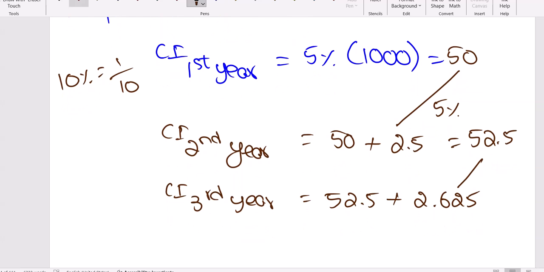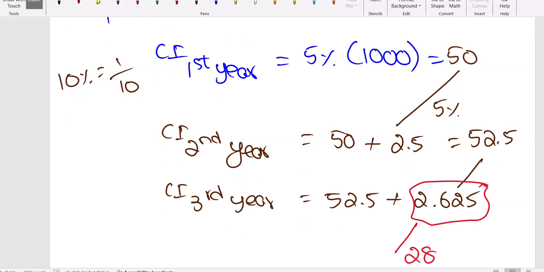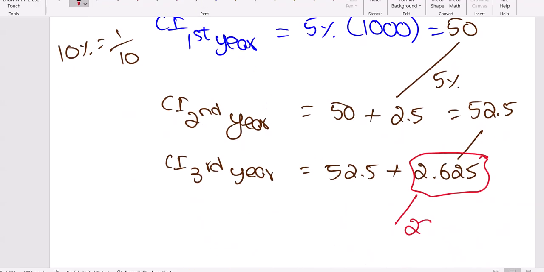The difference between the second year and third year is now how much? 2.625. In the question, what have they given? The difference, how much have they given? 28.35, right?